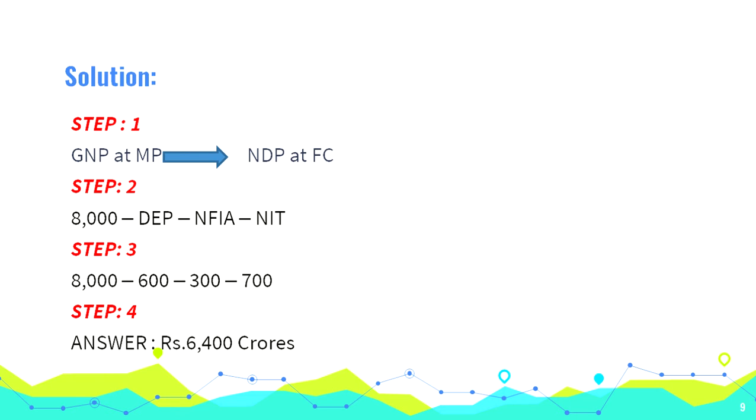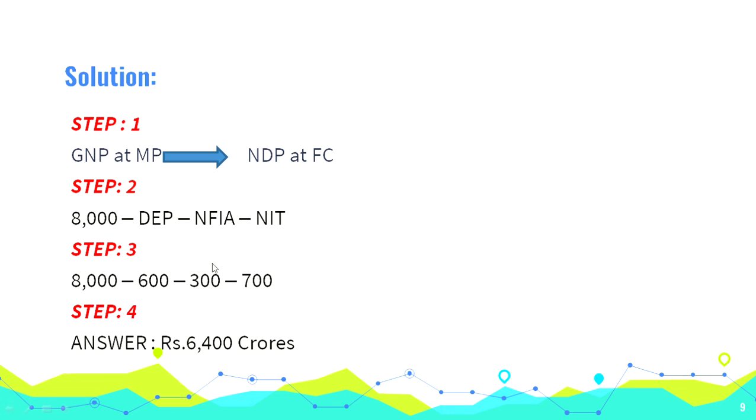Now after it, the second step will be substituting with formulas. GNP at MP, we have the value given in the question, that is 8,000. Now how will you write the formula? You have to think in this manner. First letters G, this arrow indicates TO. So G to N, which means gross to net. The difference between gross and net is depreciation. So G to N is minus depreciation.